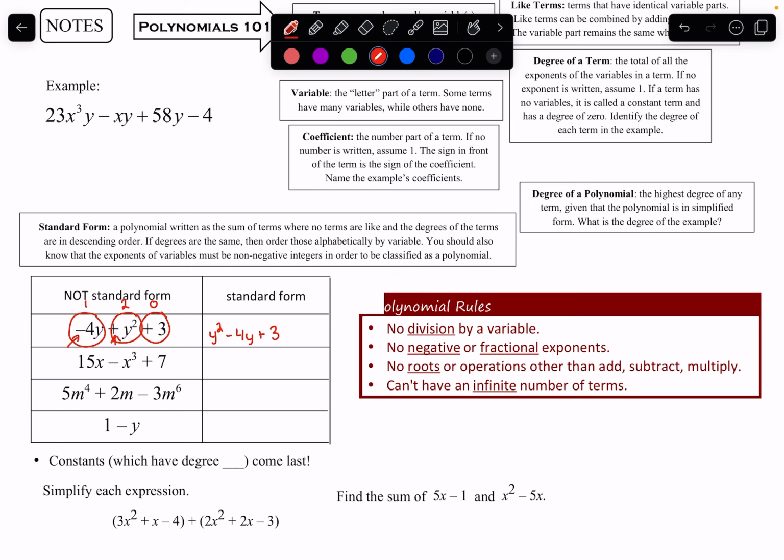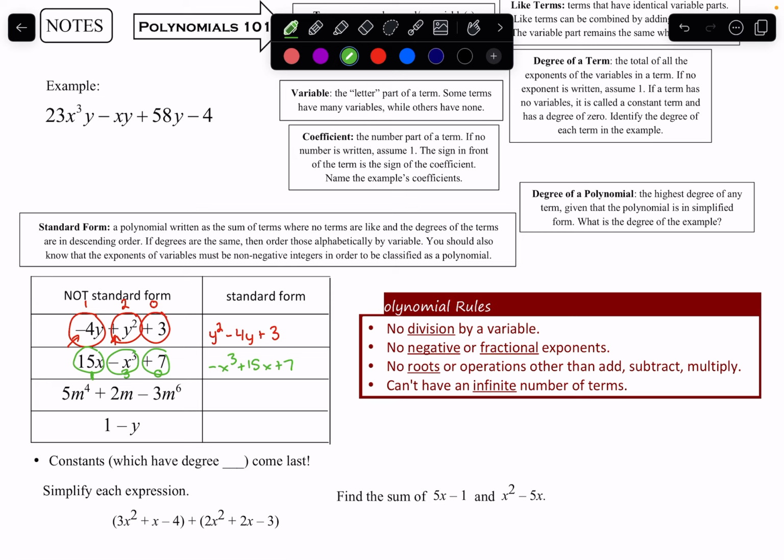This second example, I've got 15x minus x cubed plus 7. This one has degree 1, this one has degree 3, this one has degree 0. So if I put them in order from largest to smallest, I go negative x cubed plus 15x plus 7. That would be standard form.